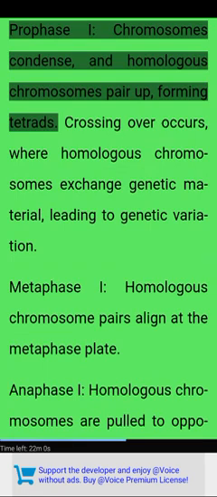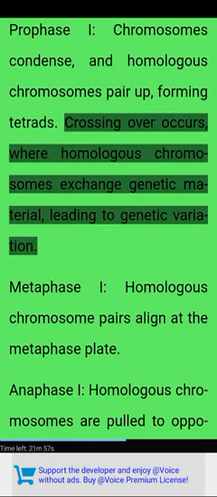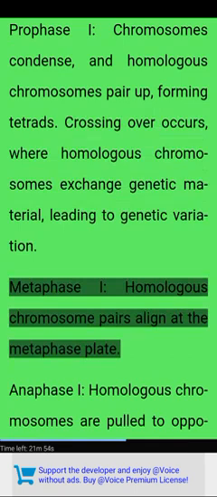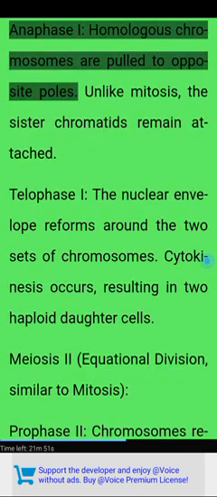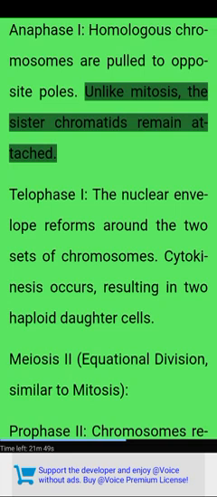Chromosomes condense, and homologous chromosomes pair up, forming tetrads. Crossing over occurs, where homologous chromosomes exchange genetic material, leading to genetic variation. Metaphase I. Homologous chromosome pairs align at the metaphase plate. Anaphase I. Homologous chromosomes are pulled to opposite poles. Unlike mitosis, the sister chromatids remain attached.